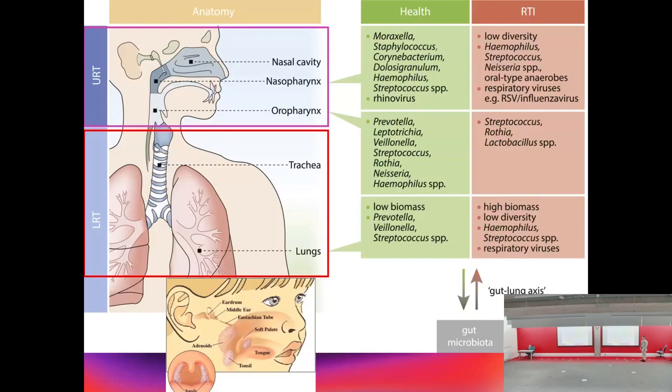So you can see Haemophilus, you can see Streptococcus, again, both in the health state, but also in the respiratory tract infection state as well. You can also see that in the lungs, for example, there's low biomass. So there's a low amount of microbes in there when you're healthy, but when you're unhealthy, you get an increase in microbes, and you get a reduction in diversity of microbes as well, in favor of microbes which can outcompete and occupy the niche. So that's what's going on there. So you don't have a microbe-free environment. There's always microbes there.